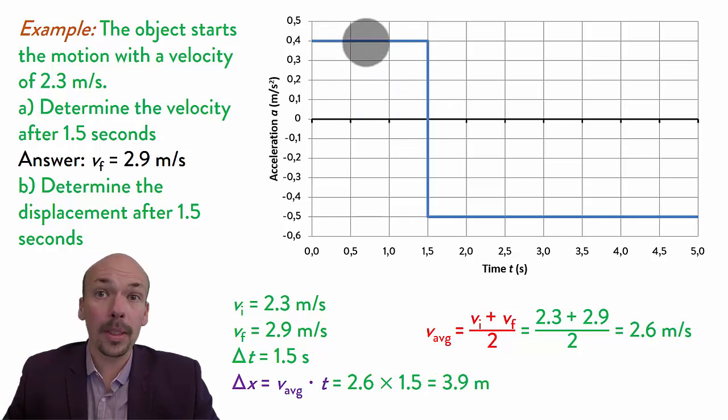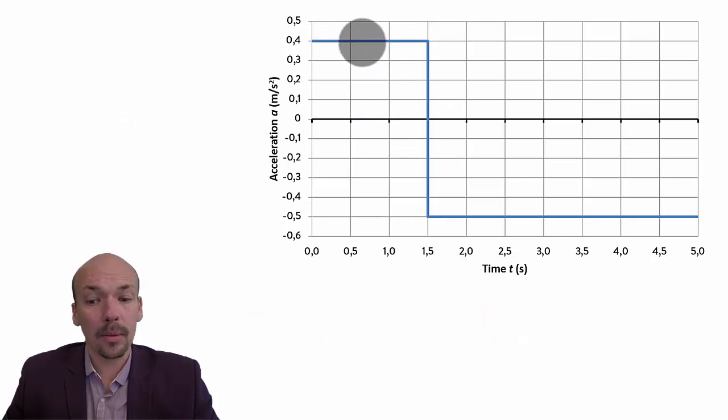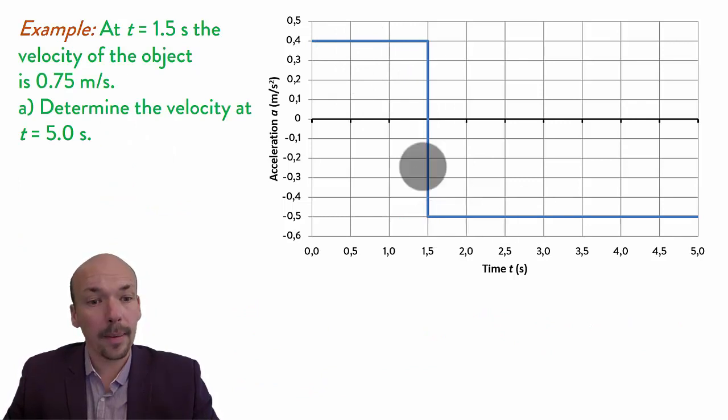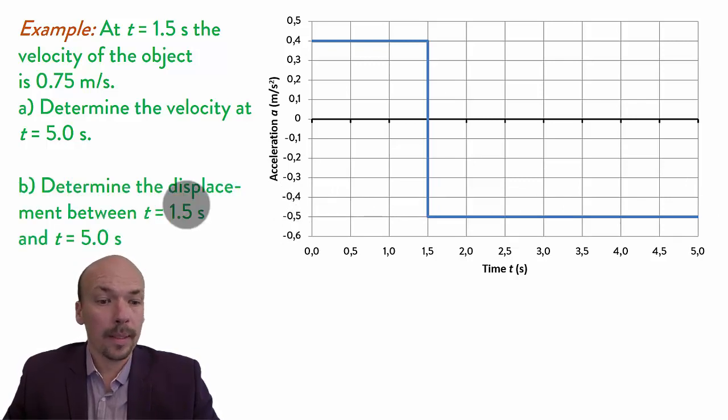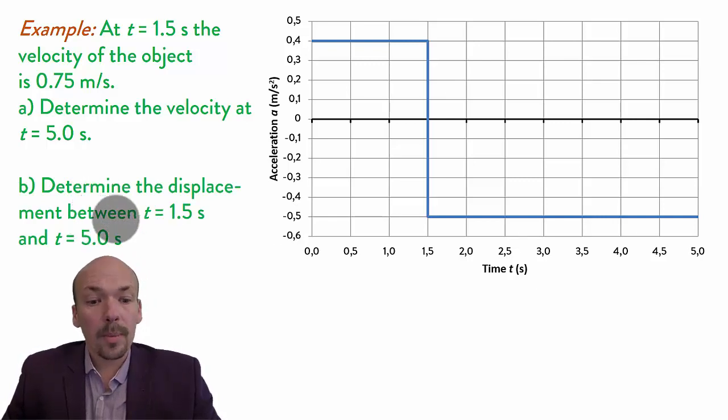Well, this was a positive acceleration. We can also do it with the negative acceleration here. So at 1.5 seconds, the object is going already with a velocity of 0.75 meters per second. So already here there is a velocity, and we have to determine the velocity after 5 seconds. And as you can see now it's a negative number, so it will decelerate, so the velocity will become lower and even maybe below 0. Also, we can determine the displacement between that time.